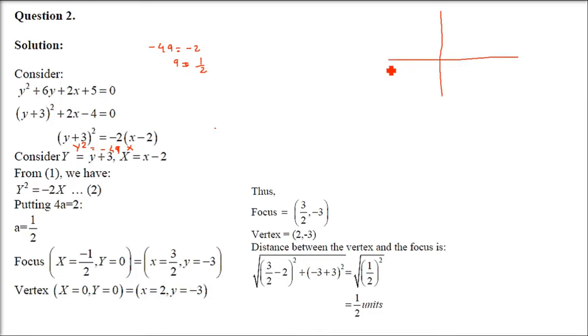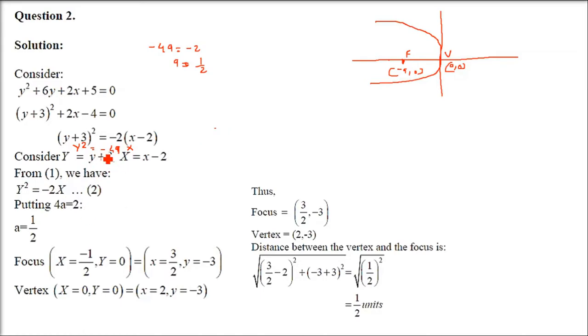So how is it going to be made? Y square equals minus 4ax. The face of the parabola is on the negative x-axis. Normally it would pass through minus a, 0, which will be the focus, and the vertex would be 0, 0 normally. And the distance between these two is to be now found.